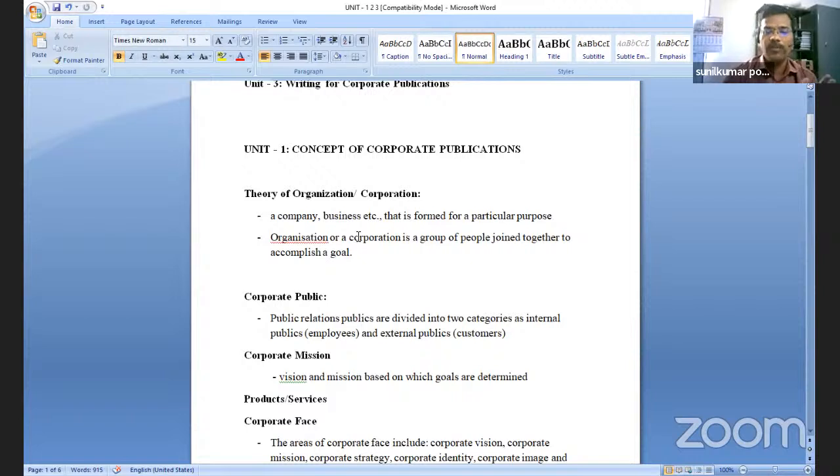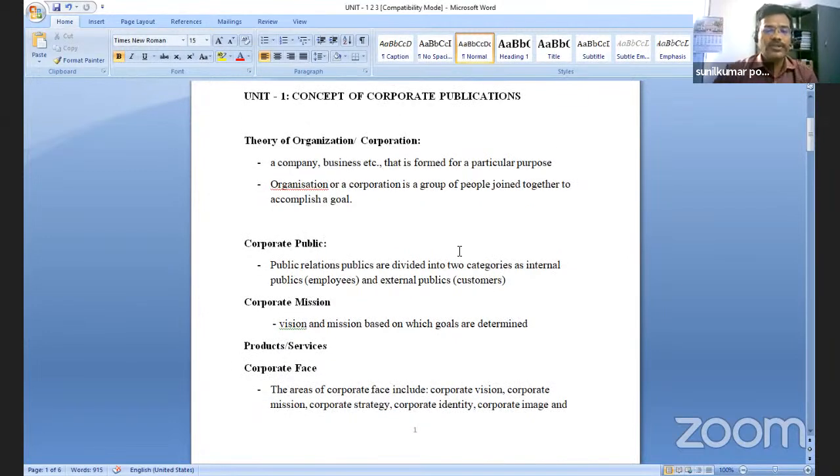An organization or a corporation is a group of people joined together to accomplish a goal. Every corporation and organization has a goal. Organizations may be in government sectors, public unit sectors, or private sectors.